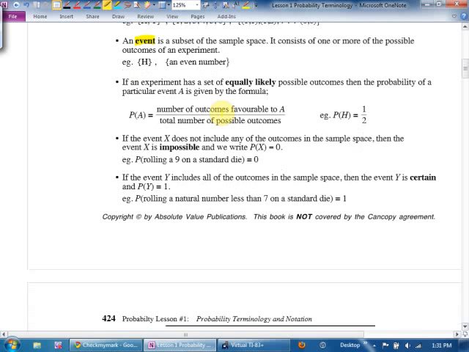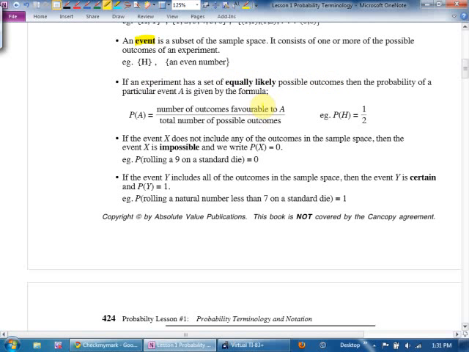And here's our first official definition of probability. This one's pretty intuitive, I'll highlight it, but I think most of you naturally understood this when you gave me the 1 out of 6 answer. If an experiment has a set of equally likely possible outcomes, then the probability of a particular event A is given by the formula.